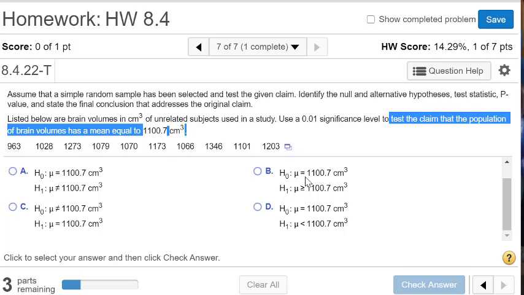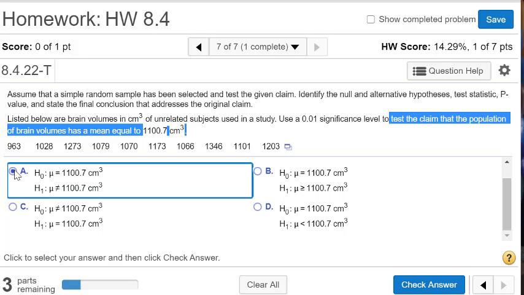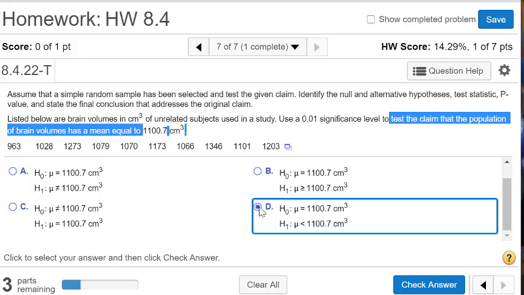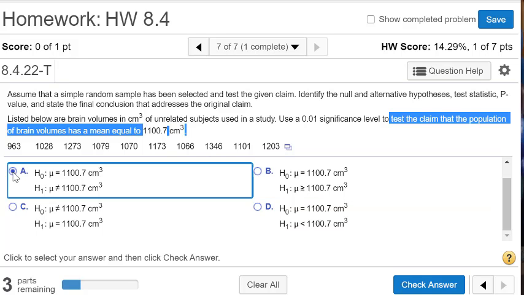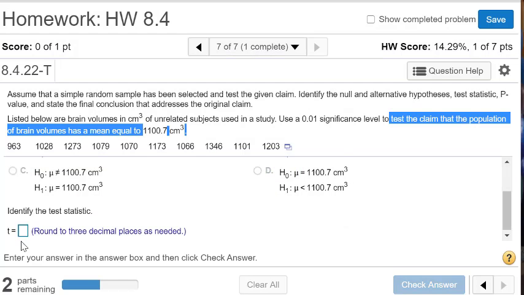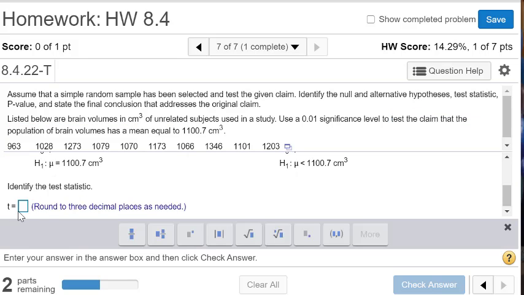So the equal signs always have to go to the null hypothesis. So we have A, B, and D as possibilities. And the opposite of that claim is the not equal to. So the opposite is not greater than or less than, it's going to be the not equal to. So this is going to be our null and alternative hypotheses. Next, they're going to want us to find the test statistic, the p-value, and then make our conclusion.